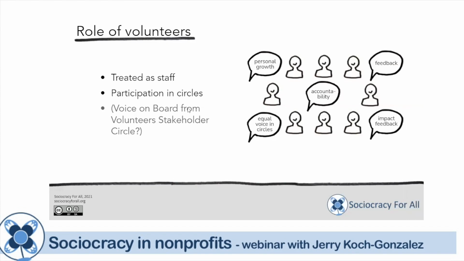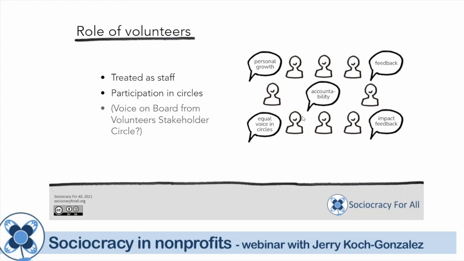Another key difference or perspective when we think about sociocracy and nonprofits is the role of volunteers. As much as possible, we treat volunteers as staff. So they might even have contracts. Here's what you're going to do, here's what you're intending to do, and here is how you're going to get paid, which is not in money because they're volunteers, but there's an exchange. They're going to get feedback that supports their personal growth, that tells them the impact of their work, because that's why they're volunteering, in order to contribute to the impact of the nonprofit. So that's part of what's really important in an exchange with volunteers.